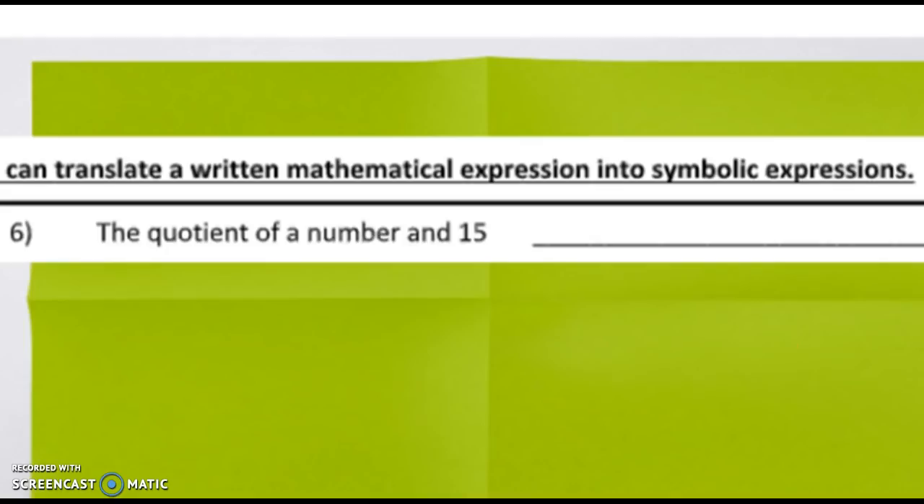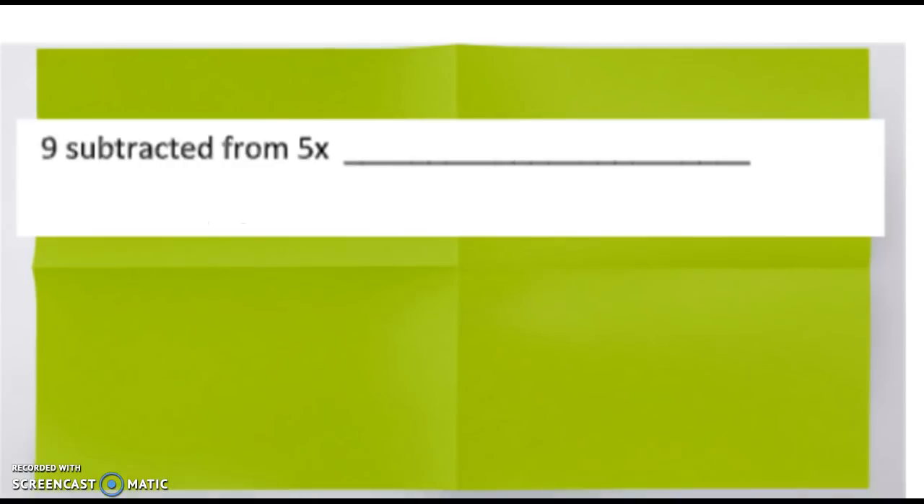Moving on, this one says to translate the mathematical expression. So this one is the quotient of a number and 15. So we're going to have a number divided by 15. Remember, with division, you have to do it in the correct order. Whatever comes first goes first. Whatever comes second goes second. 9 subtracted from 5x: subtracted from is used to do the opposite. So whatever comes second, I'm going to put first. Whatever goes first, I'm going to put second, and then I'm going to subtract them.